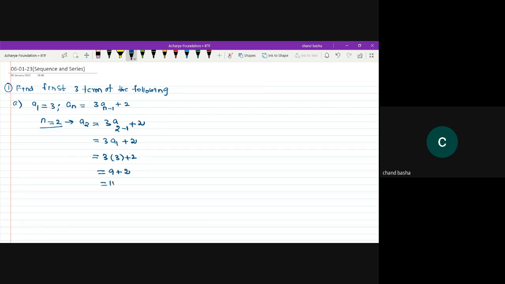Next, I can put n equal to 3 in that equation. When I substitute n equal to 3, I get the A3 value as 3 times A2 plus 2. The A2 value I already got here. We are substituting n equal to 2 and n equal to 3. This is equal to 3 into the A2 value, which I already got here, 11, plus 2. This is equal to 33 plus 2. Your answer is 35.